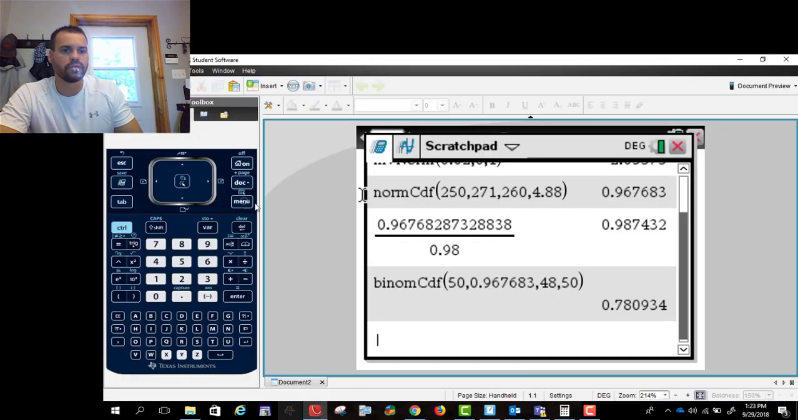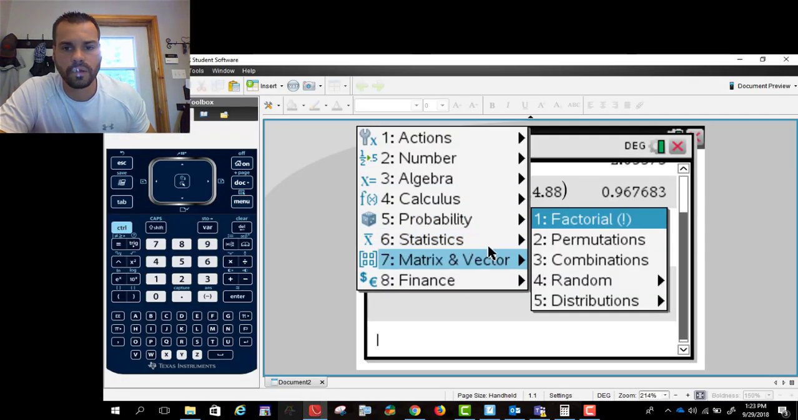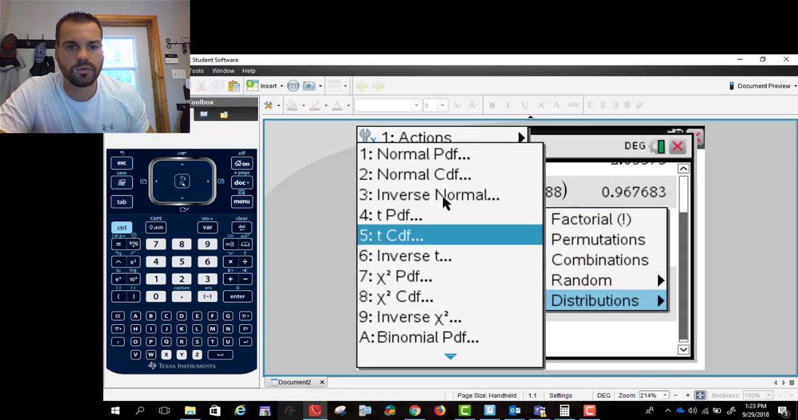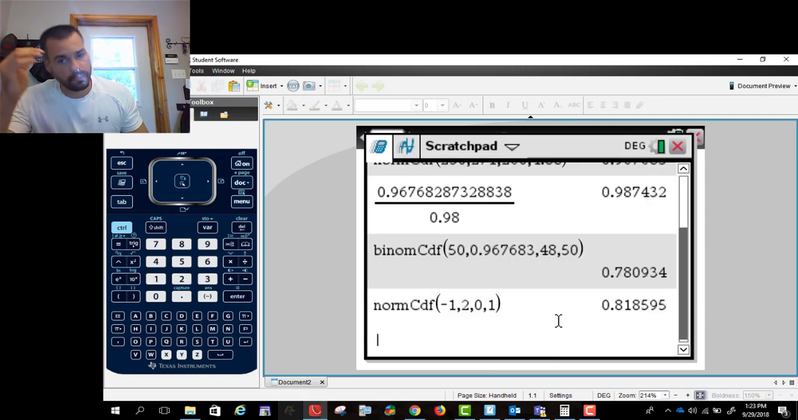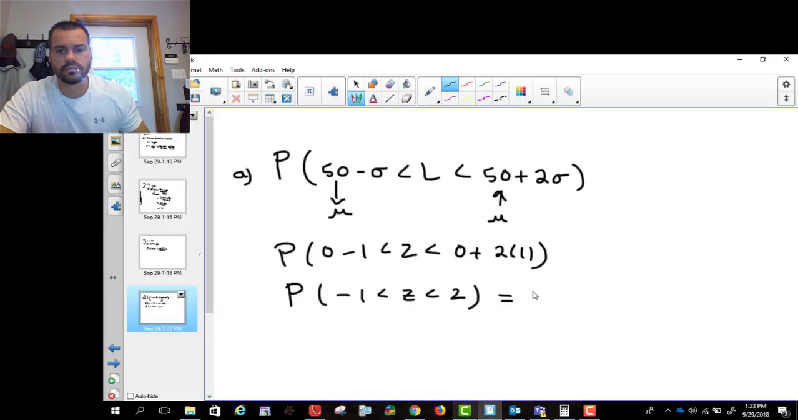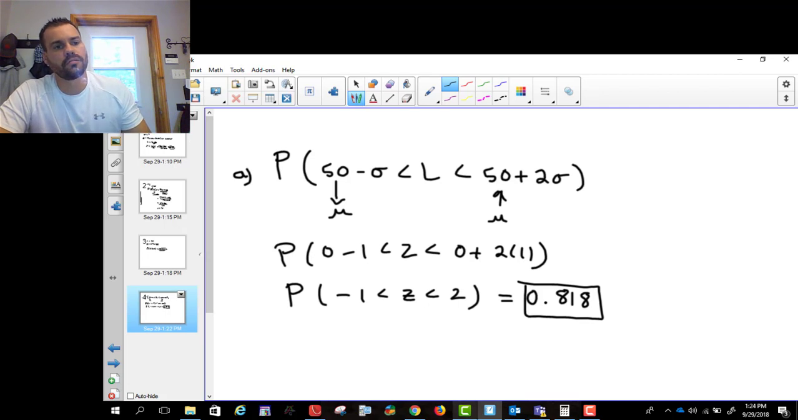So I'm going to do a normal distribution, a normal CDF, and my lower bound is going to be minus 1, and my upper bound is going to be 2. I hit OK, and it's 0.818, rounded to 3 significant digits. So 0.818 is our answer. That is part A. We just switch the normal distribution to the standard normal distribution, and then we can find the probability.